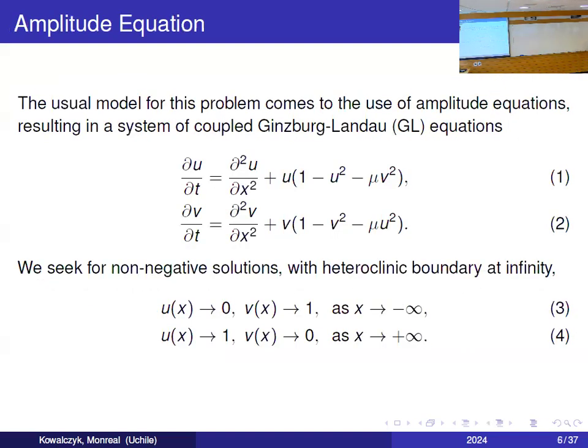This is called the Ginzburg-Landau system of equations. And given that we are now interested in the structure of this domain wall, we are going to consider stationary solutions, so time derivatives are going to be 0. Also, we want to know about when no squares are generated. This is going to be when mu is greater than 1. And okay, we seek non-negative solutions with heteroclinic boundary conditions at infinity, so going from one stable point to the other.